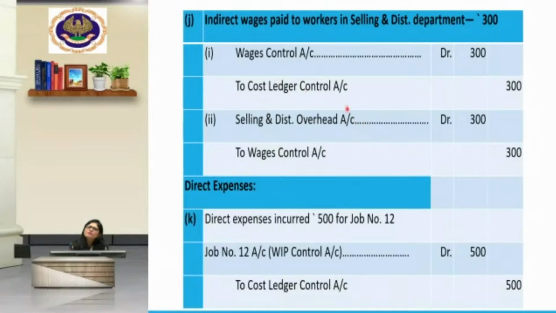Direct wages will be transferred to WIP account. Direct expenses are always for a particular job, so they will go directly to WIP control account. Indirect expenses will go to either production, admin, or selling and distribution. Clear? Anything direct will go to WIP. That is for sure.